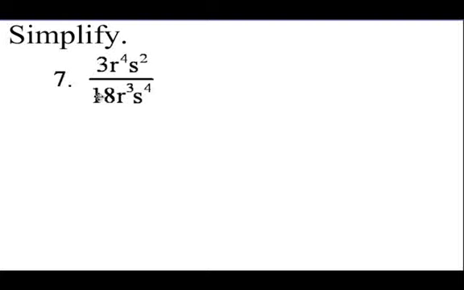Alright, and 3 over 18. Now, obviously, we have some things changing here. So 3 over 18, well, I know 18 divided by 3 is 6, but 3 over 18, all I can do is reduce it and make it 1/6. Now we'll take a look at the r's. So 4 minus 3, r to the first power, and s, 2 minus 4 is negative 2.